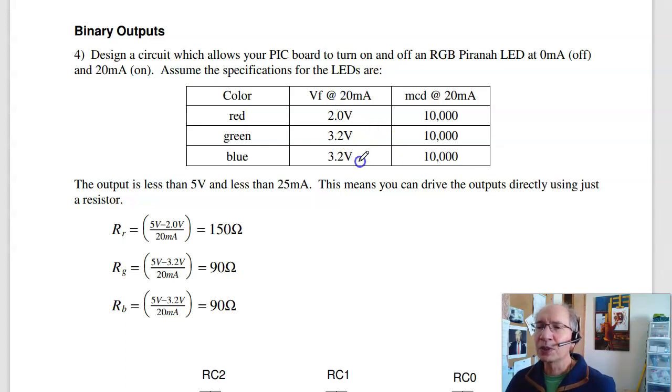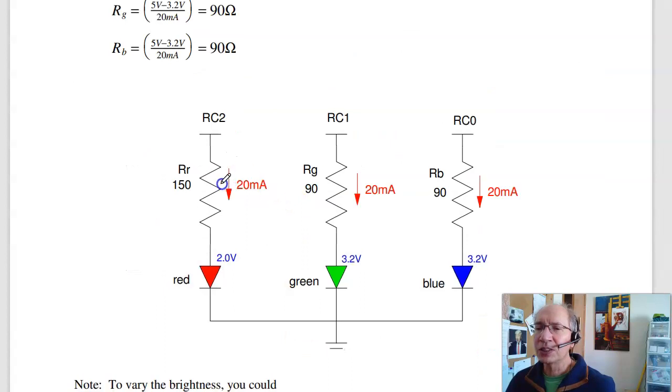This is the voltage drop across the diode, so you just really have this circuit. I've got 5 volts when turned on. The diode drops 2 volts. 3 volts at 20 milliamps is 150 ohms. This is 5 volts. Voltage drop across the green diode is 3.2. 5 minus 3.2 is 1.8. 1.8 volts at 20 milliamps is 90 ohms. 90 ohms. This is the circuit.